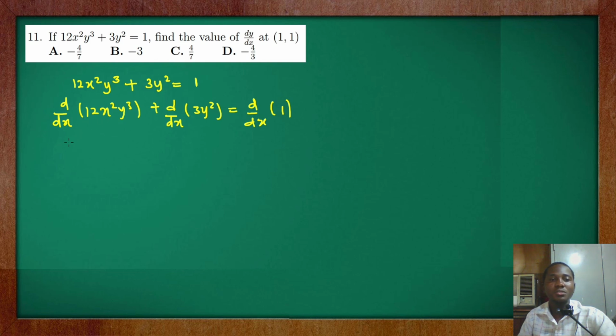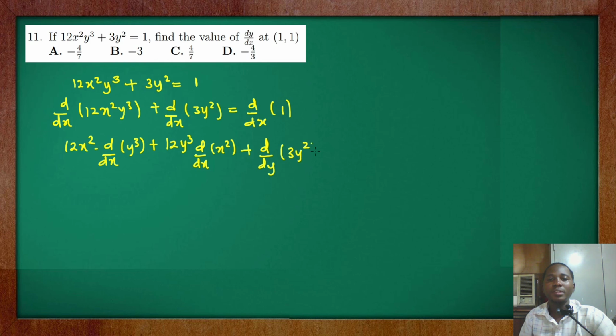So that means I'm going to have 12x squared multiplied by d/dx of y cubed, plus 12y cubed multiplied by d/dx of x squared. Because here we have this constant, so we multiply it by each of the differentials, then plus. Now here, since this is a function of y, we are going to have d/dy of 3y squared, then multiply by dy/dx. Of course, you know that if you differentiate 1, this will give you 0.